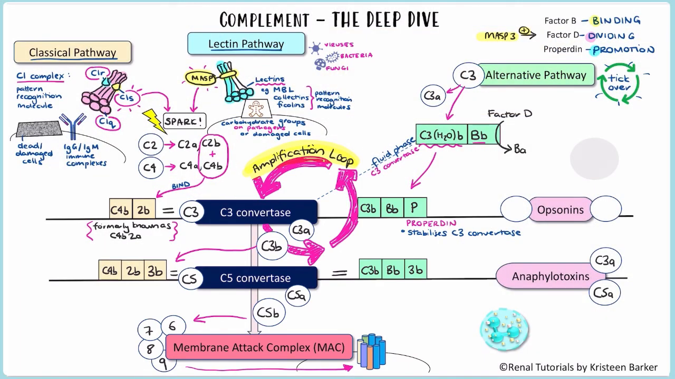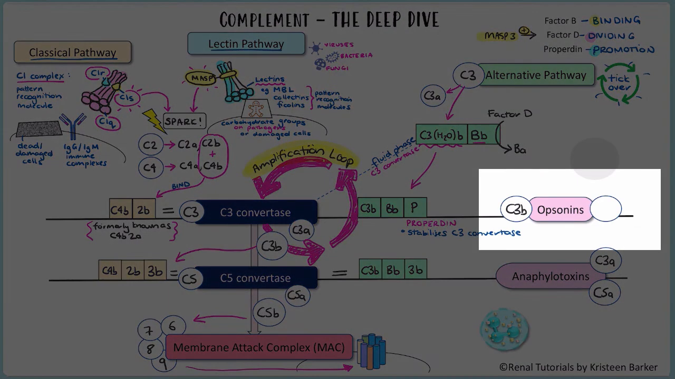Now, we said before that the alternative pathway doesn't have a particular trigger or pattern recognition molecule, and it's always ticking over in the background spontaneously. But that doesn't make perfect sense either. Sure, it's always there in the background at low levels, but how does it then ramp up to the full-blown cascade? And this ultimately comes down to C3b binding to a surface it can thrive on.